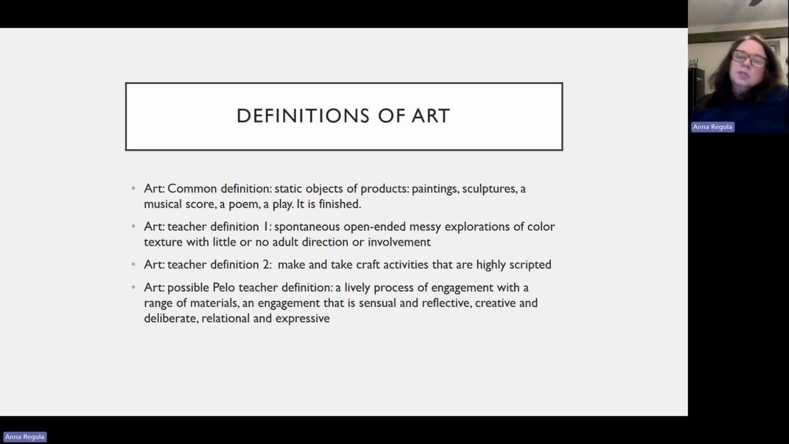Okay. So the book says that a common definition of art is static objects or products: paintings, sculptures, a musical score, a poem, a play, and it's finished, right? So it's a product. And I have to be honest, at least at first, before I started teaching this course, I did think about paintings or sculptures, right? Not so much about a musical score or a book or a play or a poem, which I'm like, what was I thinking? Of course, that's art.